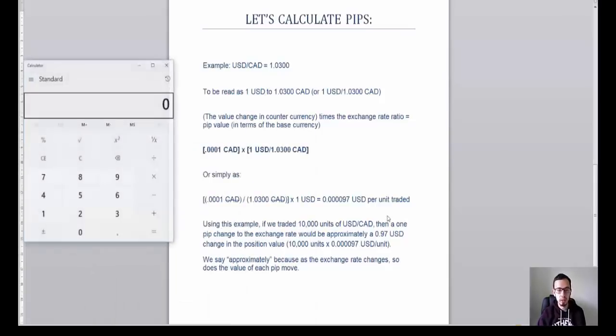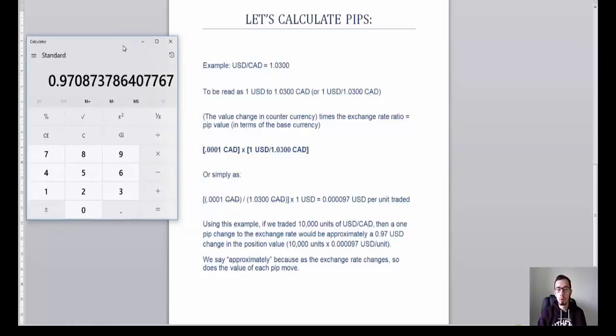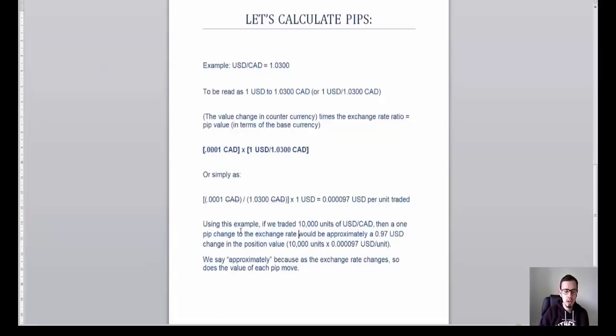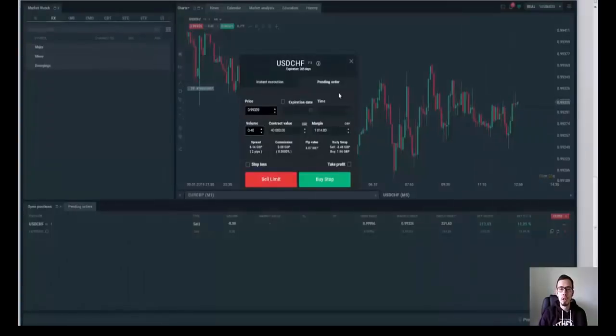So let's take out the calculator. 1 divided by 1.03 will give us 0.97. But now we need to calculate this according to how many units we will trade. So again, for this instance, we're going to use 10,000 units.